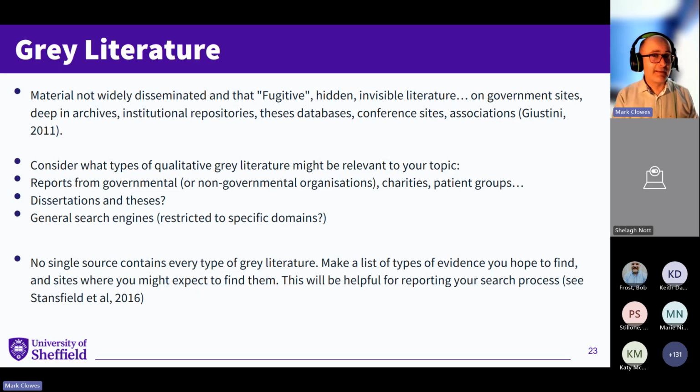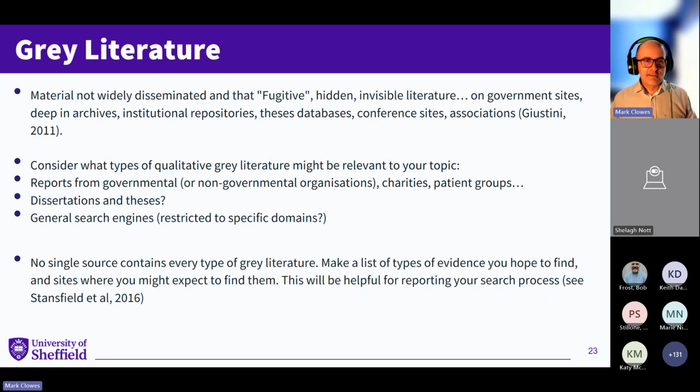So it could be some of the things I've already mentioned, like theses and dissertations. It could be conference abstracts. But really, is a conference abstract on its own useful? It's probably not got the richness of data that you need, but it might put you in touch with an expert working in the field who might be prepared to share richer data with you. It might be that you want things like reports from governmental or non-governmental organizations, maybe from charities or patient groups experiencing a particular disease.